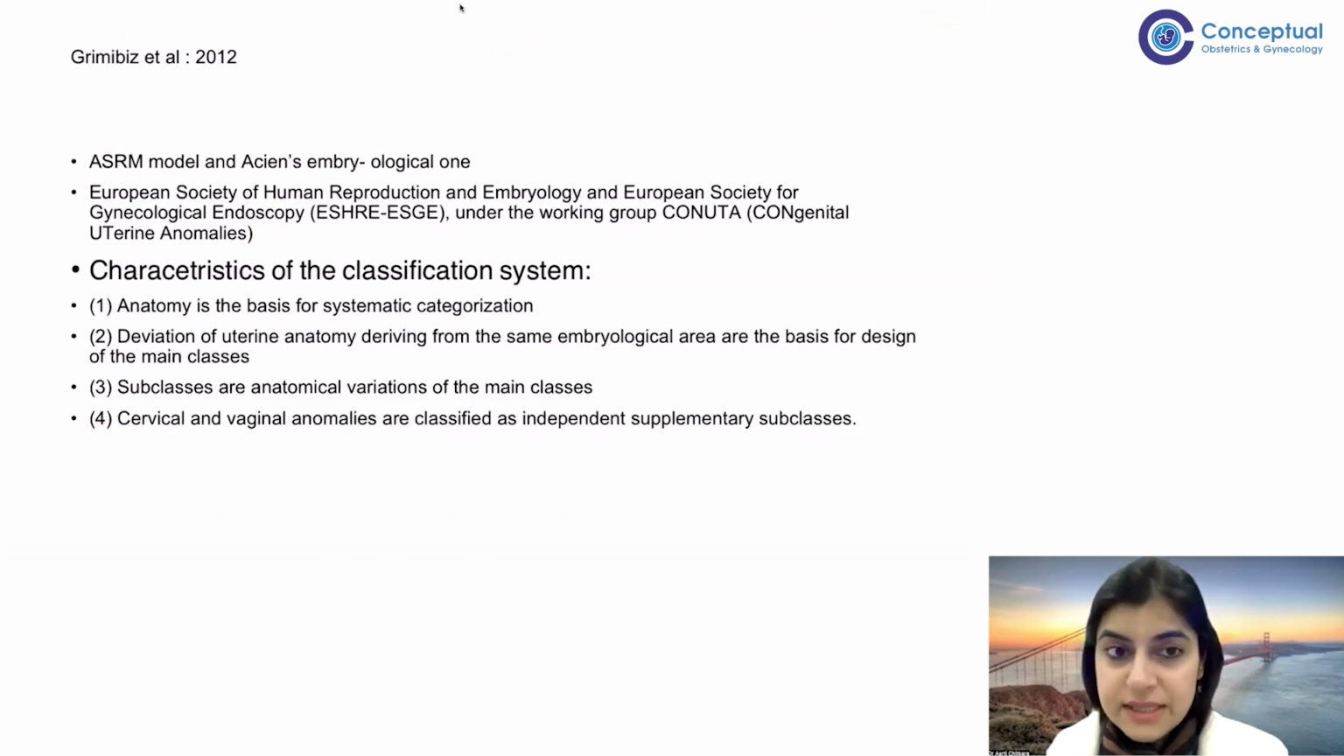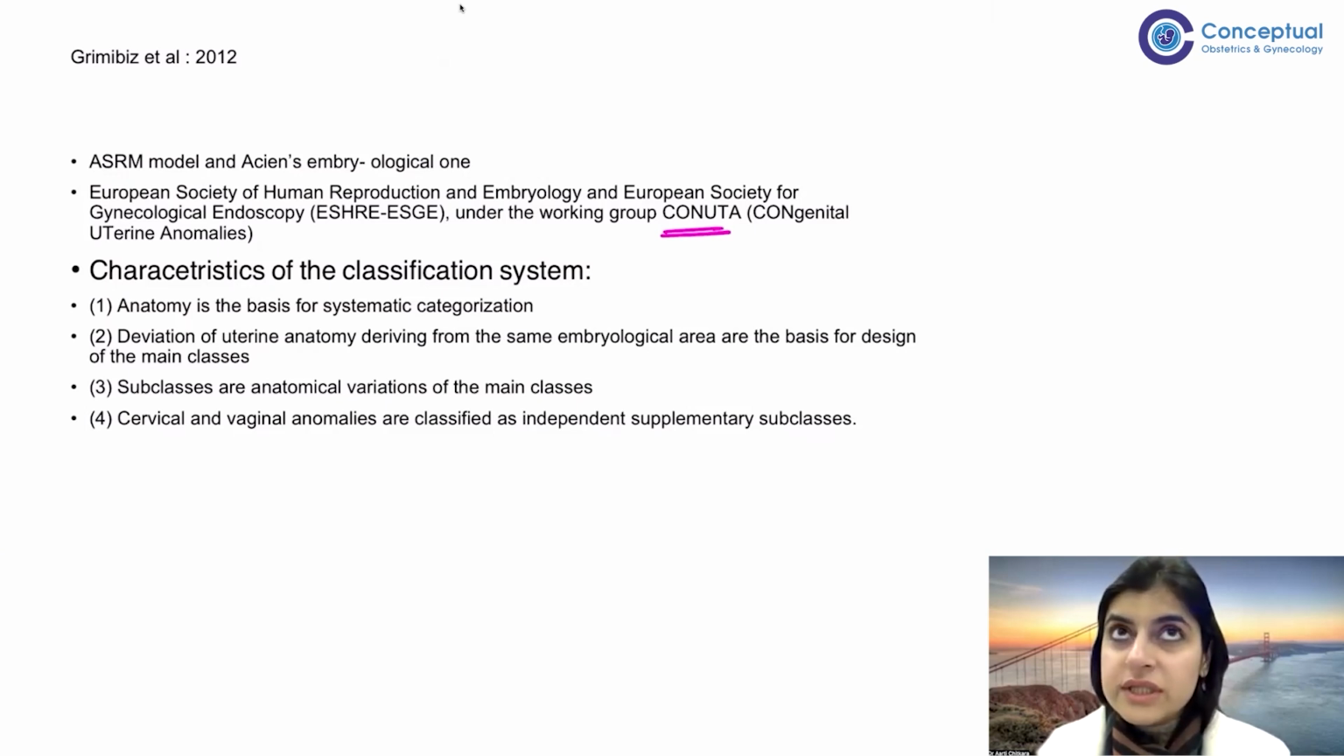Next came Grimbizis et al. in 2012. They said that the ASRM model and Acien's embryological one, they combined the two. This was widely adopted by the ESHRE and ESGE groups, where ESHRE is the European Society of Human Reproduction and Embryology and ESGE is the European Society for Gynaecological Endoscopy, under the working group CONUTA. CONUTA is very, very important. You have to know this terminology whenever you're reading classification systems of Mullerian anomalies. What is CONUTA? It is the Congenital Uterine Anomalies group.